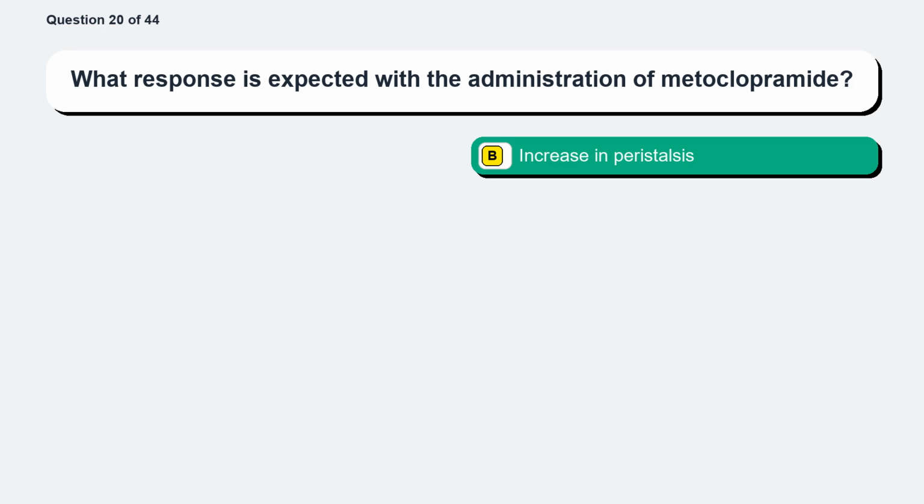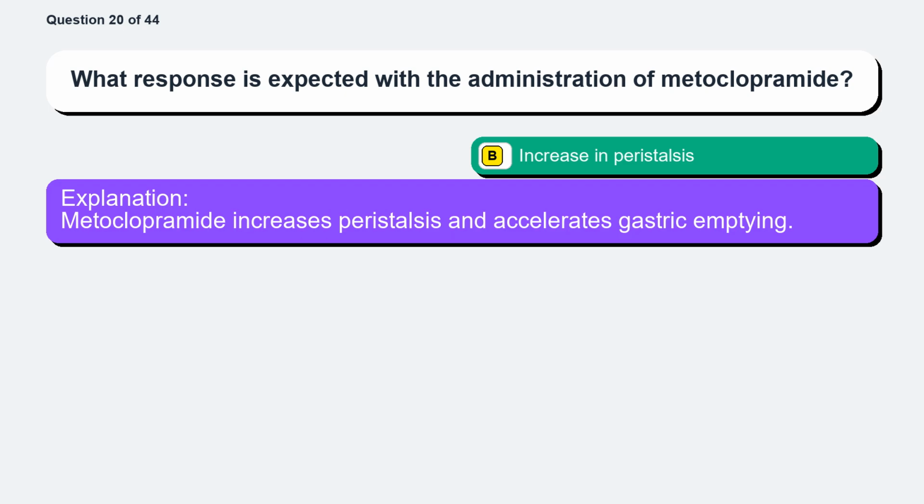The correct answer is option B, increase in peristalsis. Metoclopramide increases peristalsis and accelerates gastric emptying.